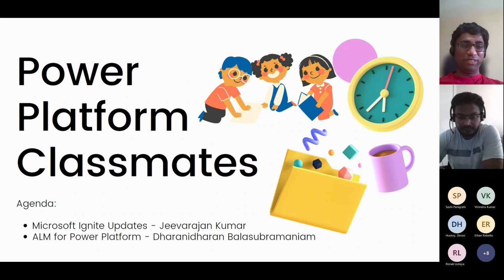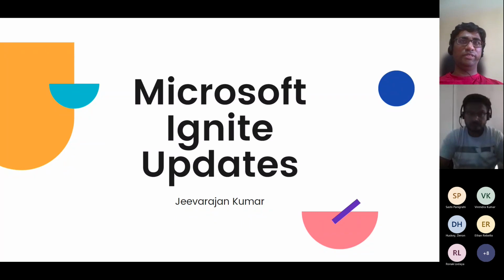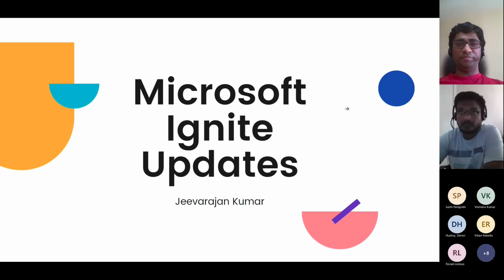We have two sessions. In the agenda, we have two things. One is Jiva is going to talk about Microsoft Ignite updates. Then Dharanidharan is also going to talk about ALM for Power Platform. So I'll hand it over to Jiva to talk about some Microsoft Ignite updates, just a revision, something for us to take back. Over to you, Jiva. And followed by that, Dharani will walk us through ALM in Power Platform.